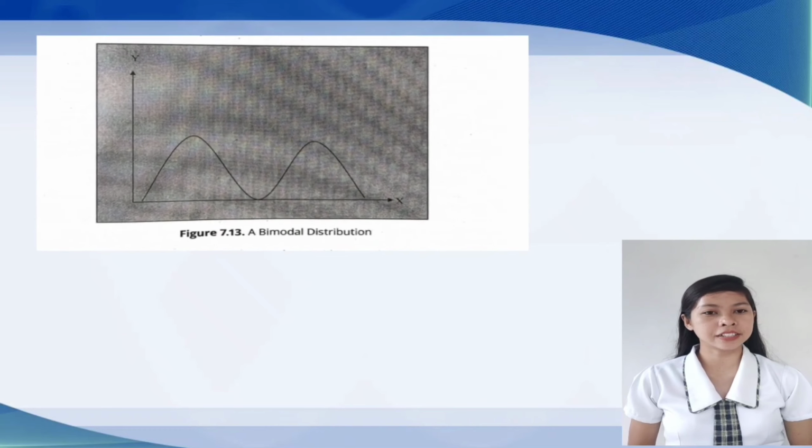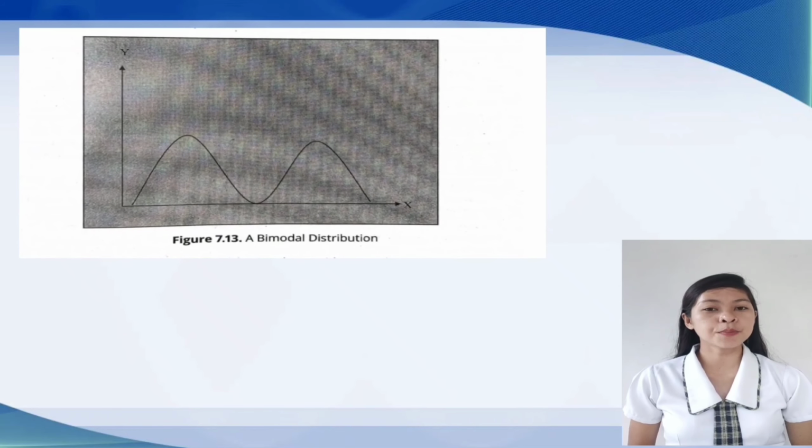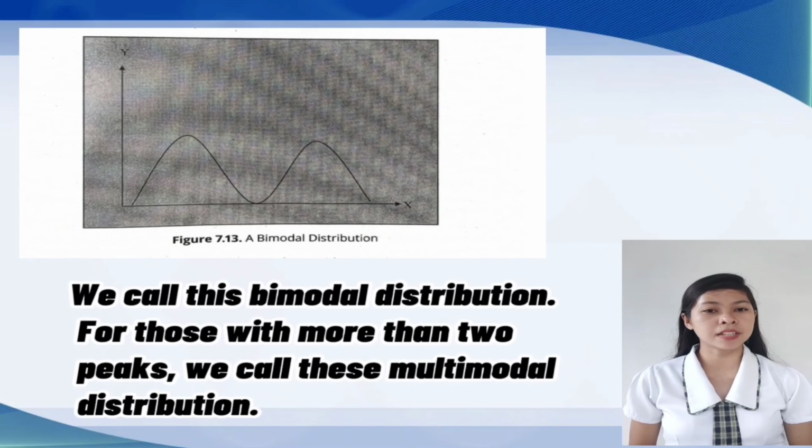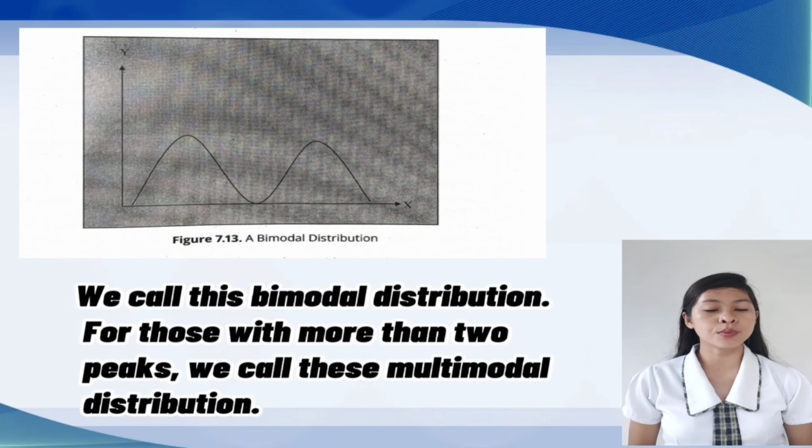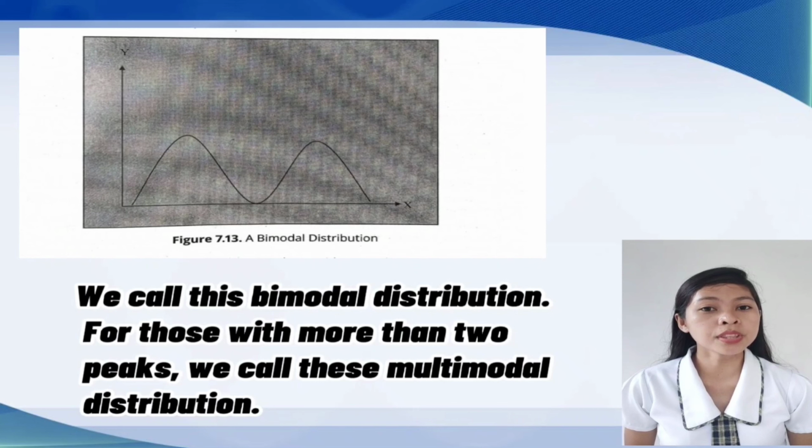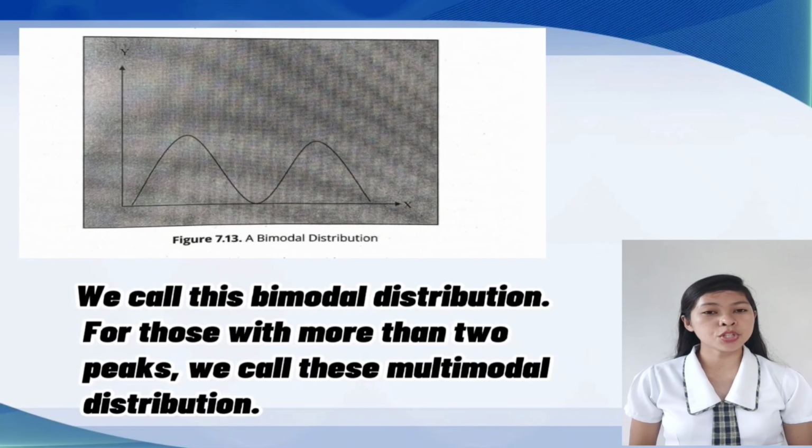Now, for another graph. There are two peaks appearing at the highest frequencies. This is figure 7.13, a bimodal distribution. We call this a bimodal distribution. For those with more than two peaks, we call this a multimodal distribution. Note that a bimodal distribution is a specific type of multimodal distribution.